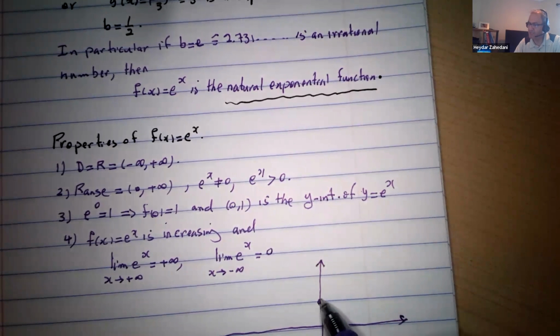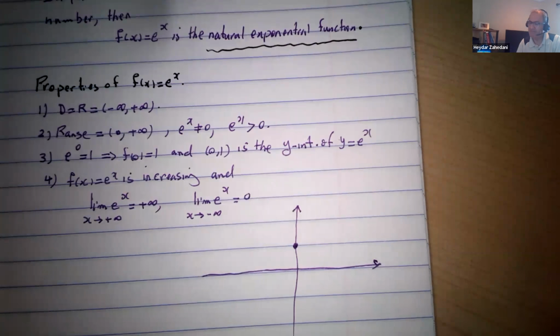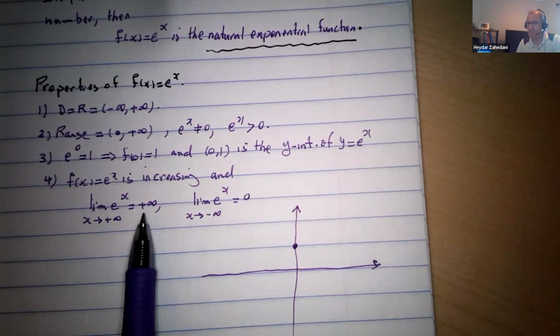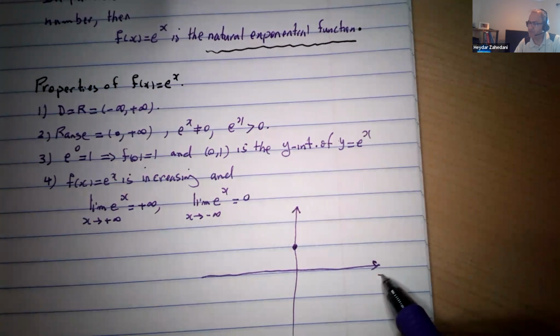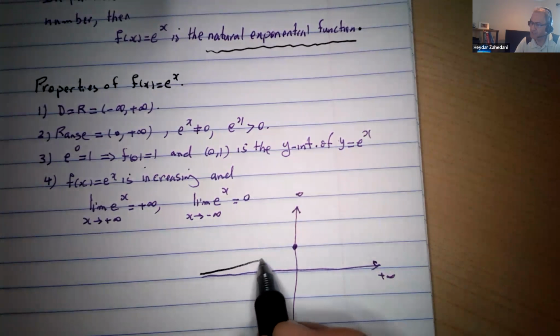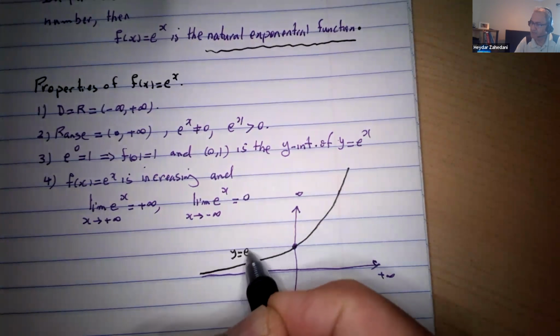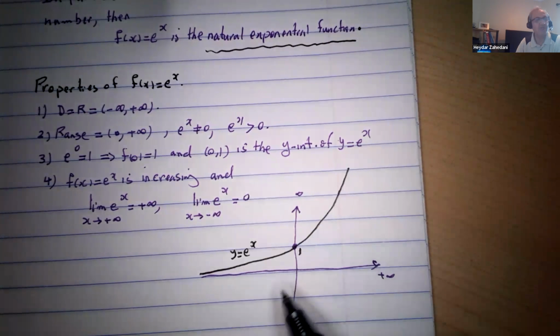The y-intercept would be at 1, and when x goes to negative infinity, the function is 0. So y equal to 0 is going to be a horizontal asymptote of the graph. And when x is getting bigger and bigger, the function goes to positive infinity. You can use your calculator if you like, or some numbers. So this is going to be the graph of the function y equal to e to the x, and this is going to be 1.